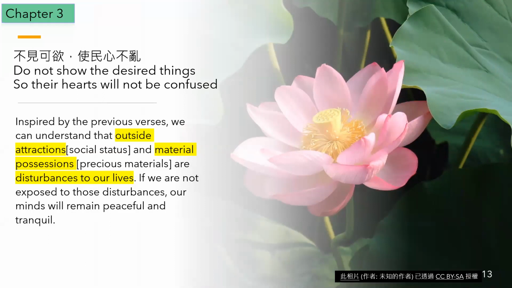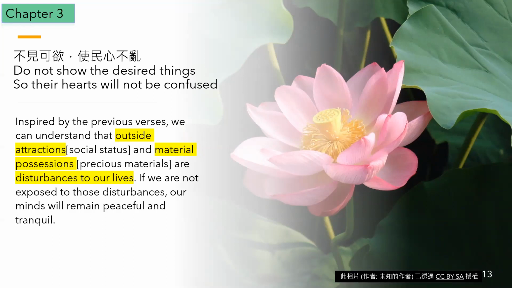So up to now in chapter 3, we have learned 2 verses. 不尚贤，使民不争；不贵难得之货，使民不为道。不尚贤，使民不争: do not glorify the achievers, so the people will not squabble. 不贵难得之货，使民不为道: do not treasure goods that are hard to obtain, so the people will not become thieves. And inspired by the previous verses, we can understand that outside attractions such as social statuses and material possessions are disturbances to our peaceful lives. So we should 不见可欲，使心不乱. So a leader should avoid letting his people see the desired thing, so their hearts will not be confused.